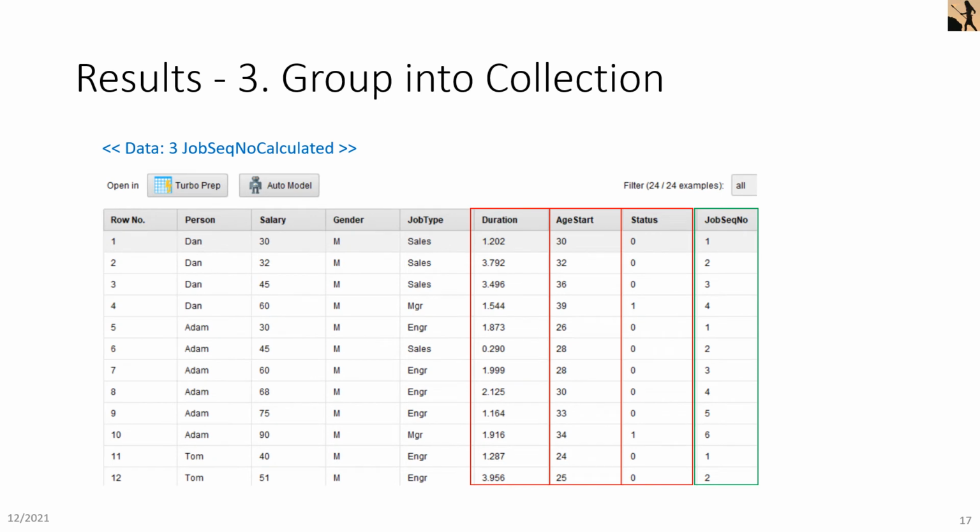Now looking at the result, the first 3 columns in red, duration, age start, and the status. As we can see, these are the attributes that we can calculate horizontally, meaning our general value based on the record itself only, right? But the very last one, that green column, job sequence number, is what we can generate vertically, meaning I will have to look at all the records in this particular subgroup in order to see what kind of job sequence number it has.